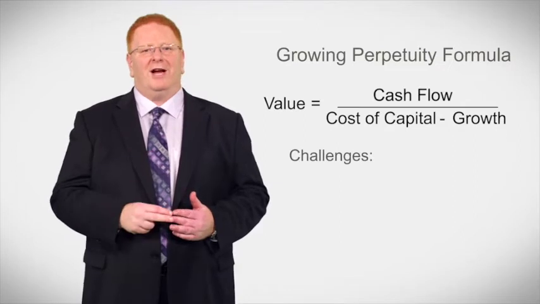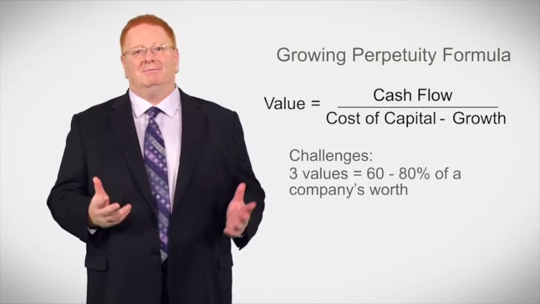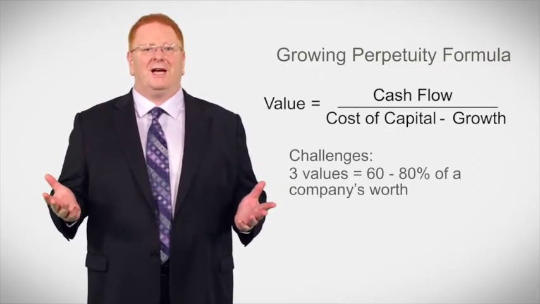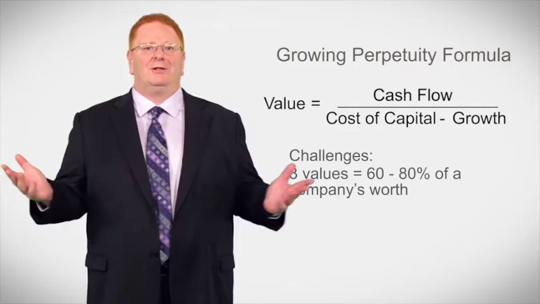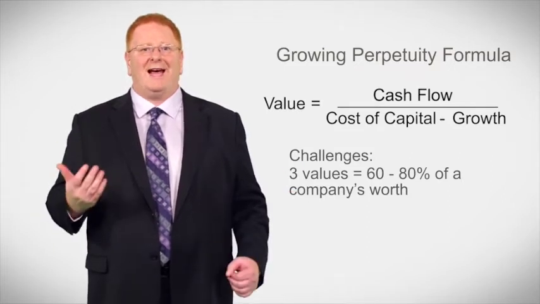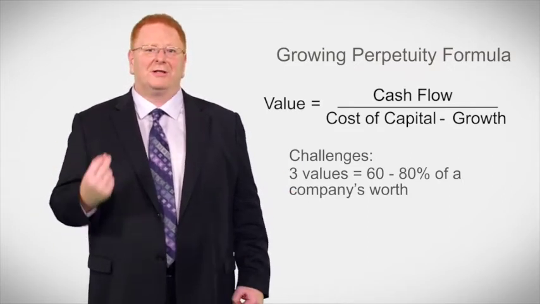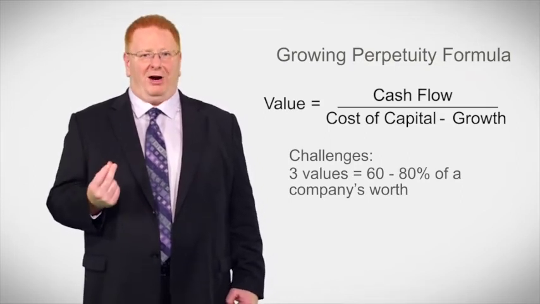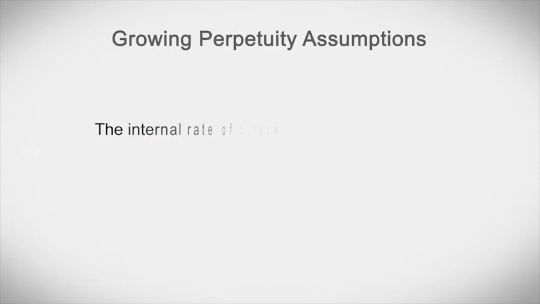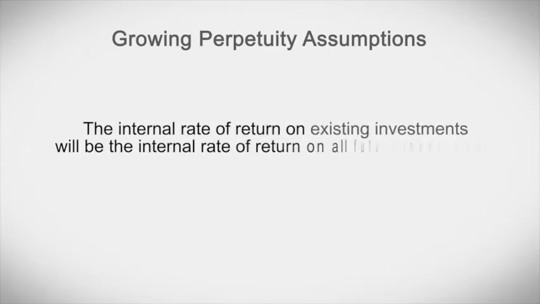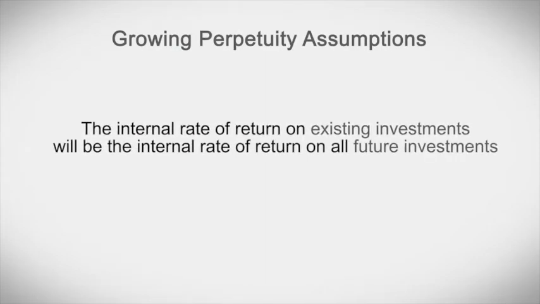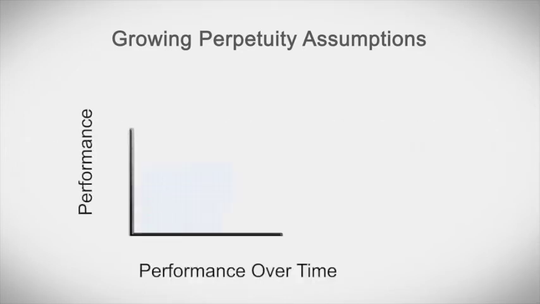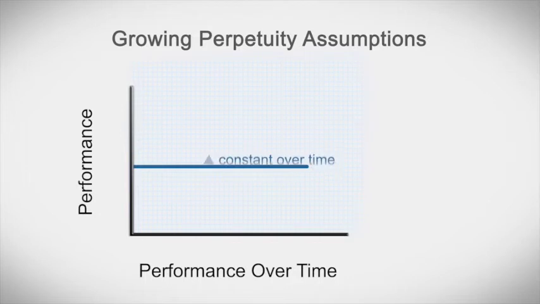The formula, though, has two challenges. Challenge number one, continuing values represent between 60 and 80% of the total value of your business. I know it's sad, but that's how investors are conditioned. But the real problem I want to address is another math problem. It says that the internal rate of return on existing investments will be the internal rate of return on all future investments. Translation: whatever you're making now as a return, you're going to make forever.